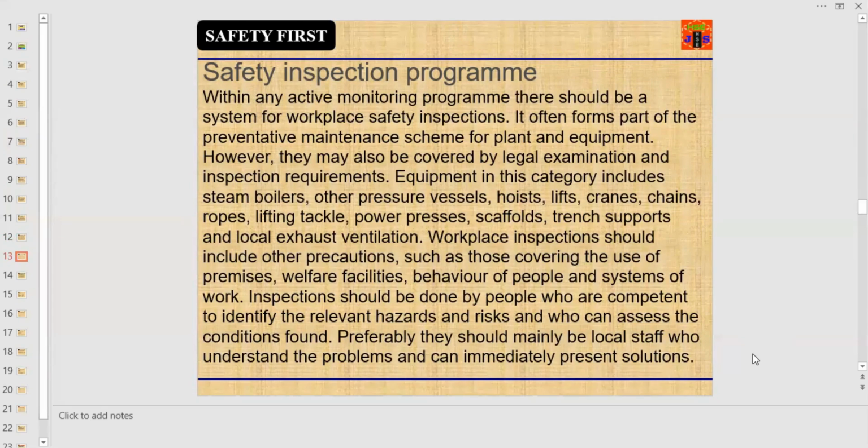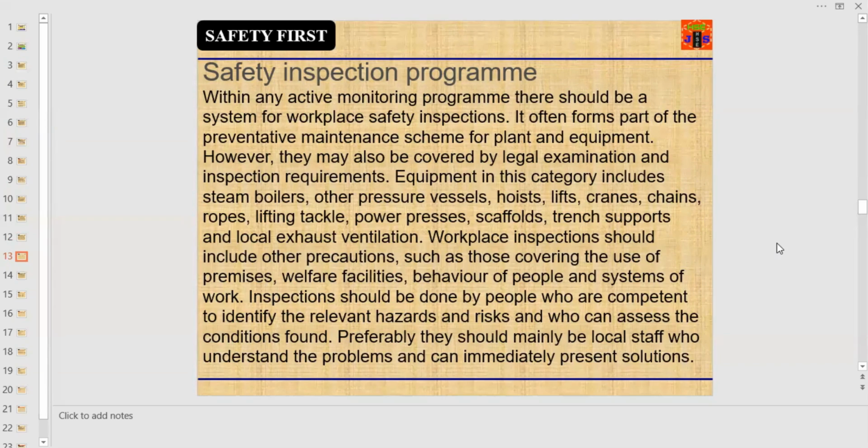Dear friends and fellows, let us look at what a safety inspection program is. Within any active monitoring program, there should be a system for workplace safety inspections. It often forms part of the preventive maintenance scheme for plant and equipment. However, they may also be covered by legal examination and inspection requirements. Equipment in this category includes steam boilers, other pressure vessels, hoists, lifts, cranes, chains, ropes, lifting tackles, power presses, scaffolds, transports, and local exhaust ventilation.